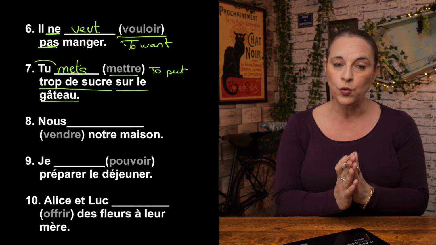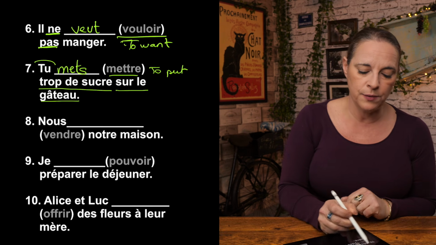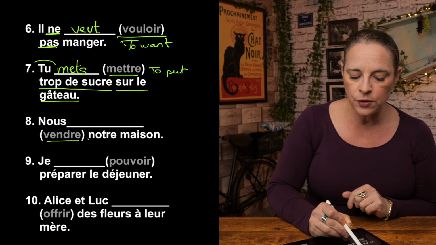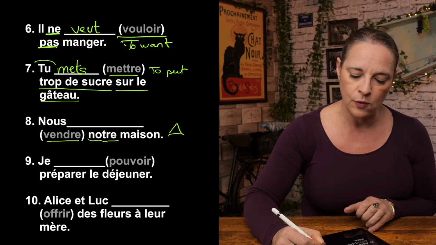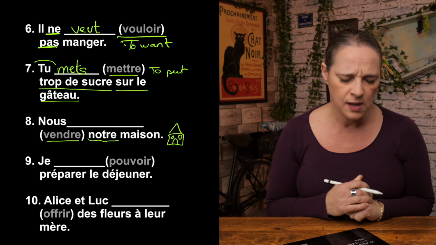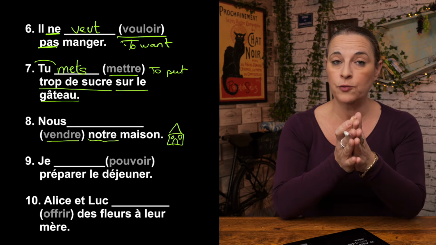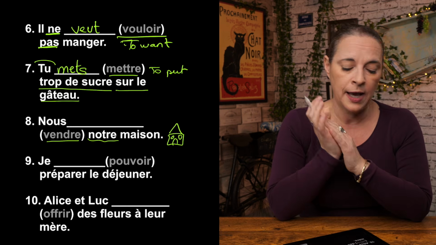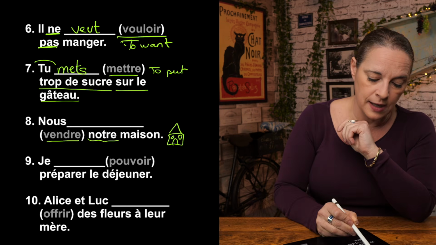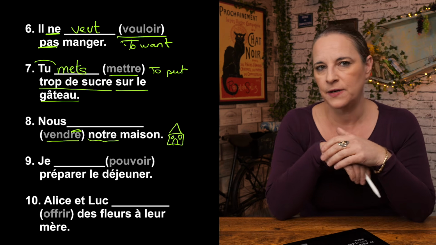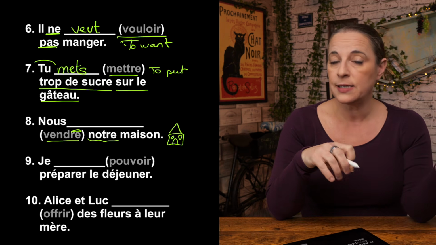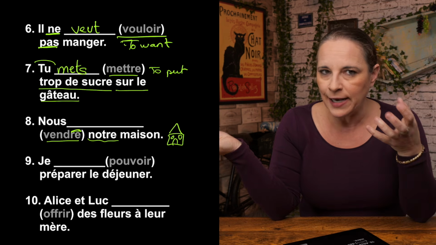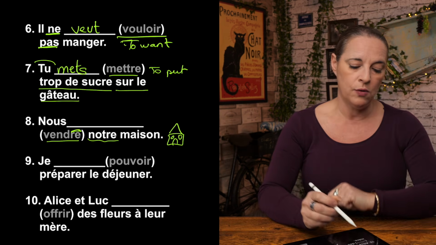Now let's have a look at 8, nous, and then the verb is vendre notre maison. Now la maison is a house. Okay, this is my beautiful drawing of a sad house. But nous, and then the verb we want to conjugate is vendre. Highly irregular because it has an RE ending in its infinitive form. But we know that for nous, the ending is always ONS. Very good. So here we go.